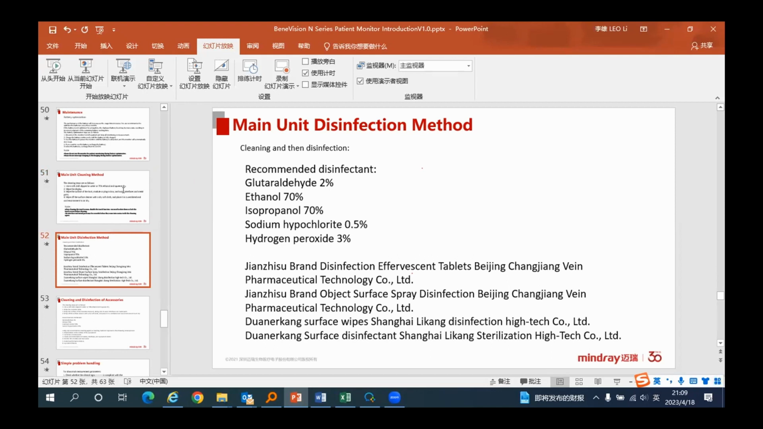And for the disinfection method, it's similar to the cleaning one, but the only difference is that now we don't use water. Now we use different kinds of disinfectants. As we said before, we can support up to 49 different types of disinfectants. So we can refer to it in our manual and check in the local market whether you have the recommended disinfectants or not.